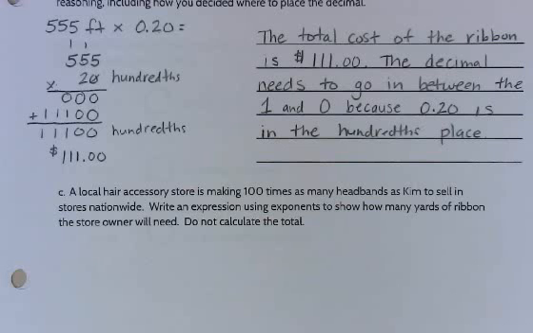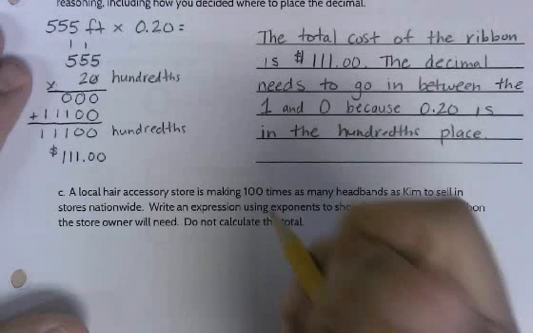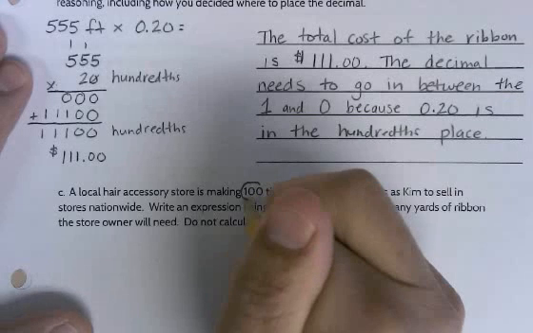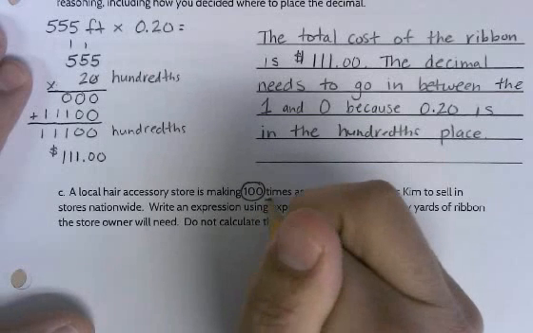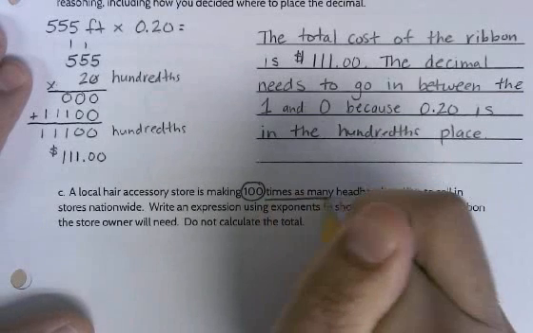All right, so our final one of 6C. A local hair accessory store is making 100 times as many headbands as Kim to sell in the store nationwide. So key number 100, and then the words times as many headbands as Kim.